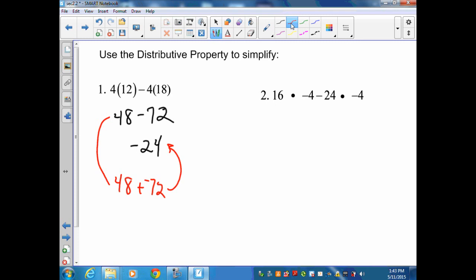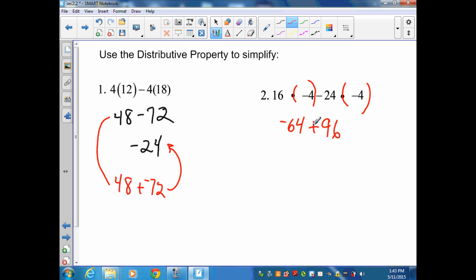This example, number 2, it looks a little bit more confusing because of the dot to represent multiplication rather than the parenthesis. Well, what you could do is just put parentheses around that second integer. And now that would look very similar to this. And now all I'm going to do is multiply 16 times a negative 4, which is going to give me a negative 64. And this is going to give me a negative 24 times a negative 4, which is going to give me a positive 96. Negative times a negative is a positive. 4 times 24 is 96.